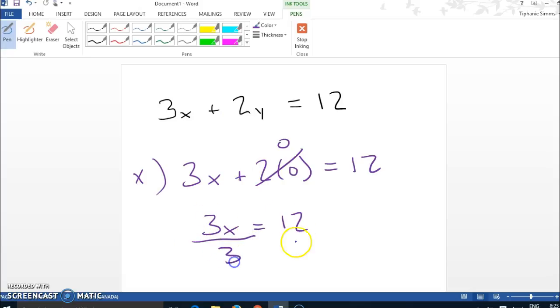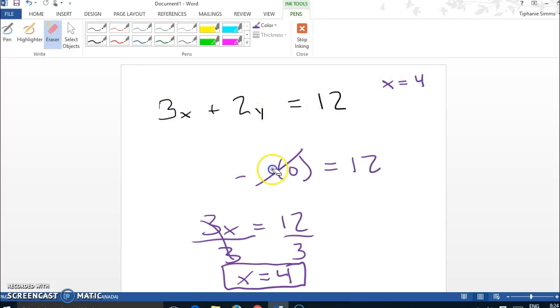And then we'll just do algebra here. Divide both sides by 3, and x comes out to be 4. So what this means is the line of this graph is going to cross the x-axis at the value 4. All right? So x = 4. I'll just make a note of that up here, and I'll erase my work to save some space.